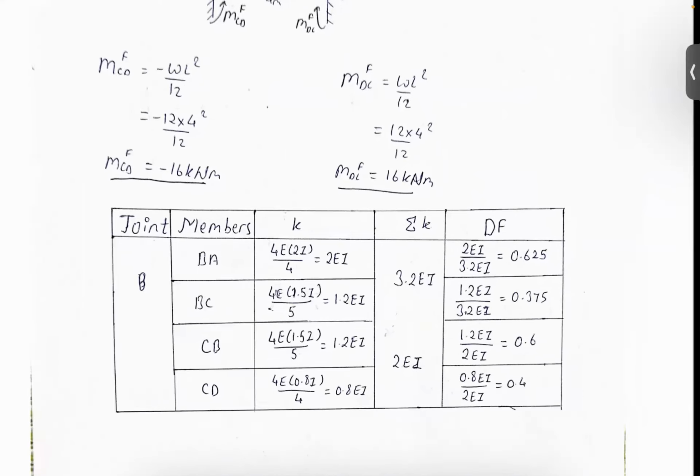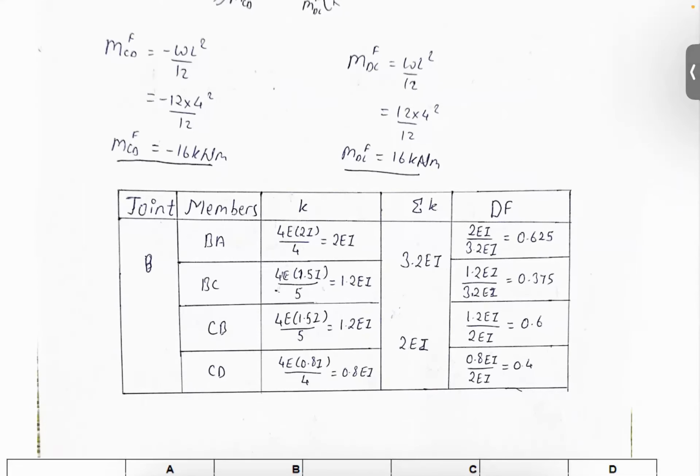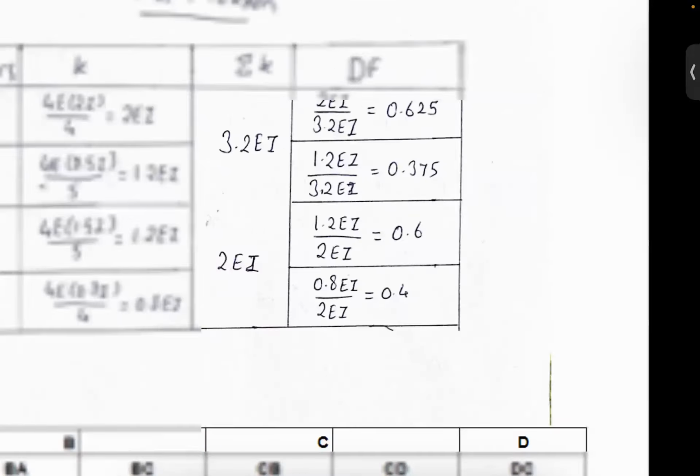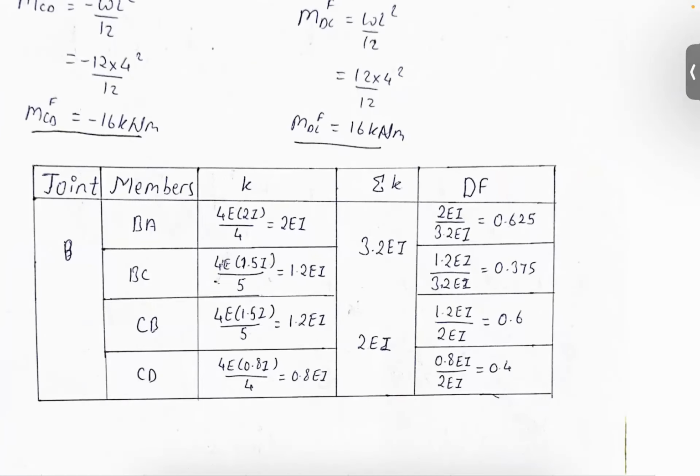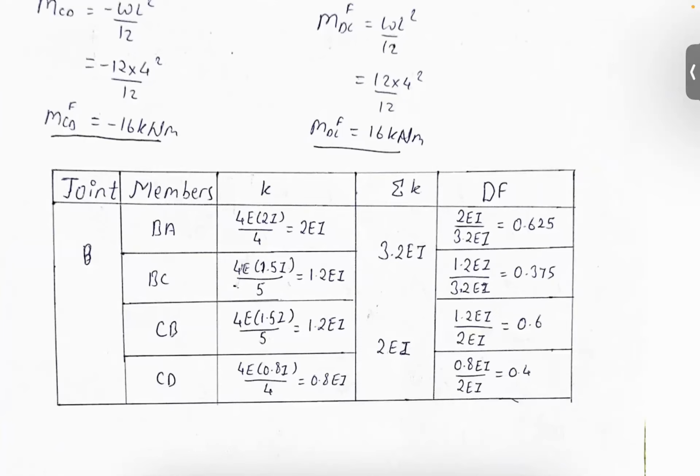Now we have to calculate the coefficient of stiffness. For the joints B and C, for the member BA, the K is 4EI upon 4, since the I was 2I. So this is how we calculate the K, the summation of K, and the distribution factor.